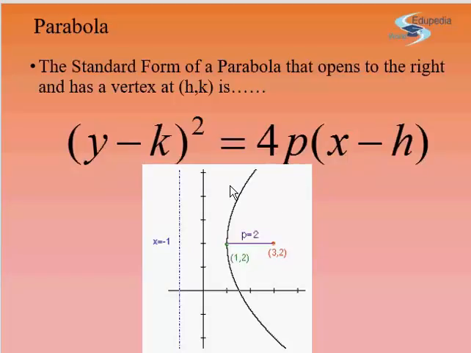If you want to remember anything, I would say that you remember this equation: y minus k whole square is equal to 4p into x minus h. Why should you remember this equation? Because if you remember this equation, you can just plug in the vertex and you can get the new answer. If the vertex is 0 comma 0, then y minus 0 whole square is equal to 4p into x minus 0. So that's going to give you y square is equal to 4px, just the equation that we studied before.